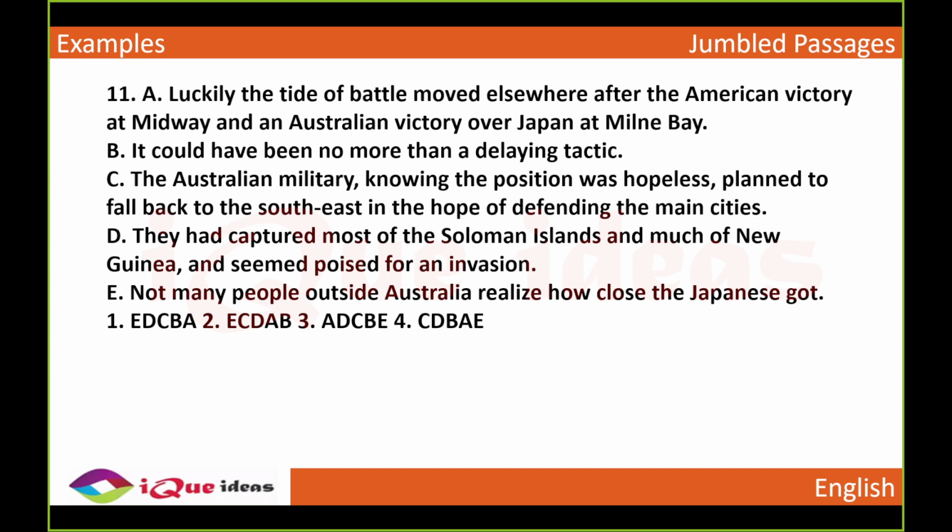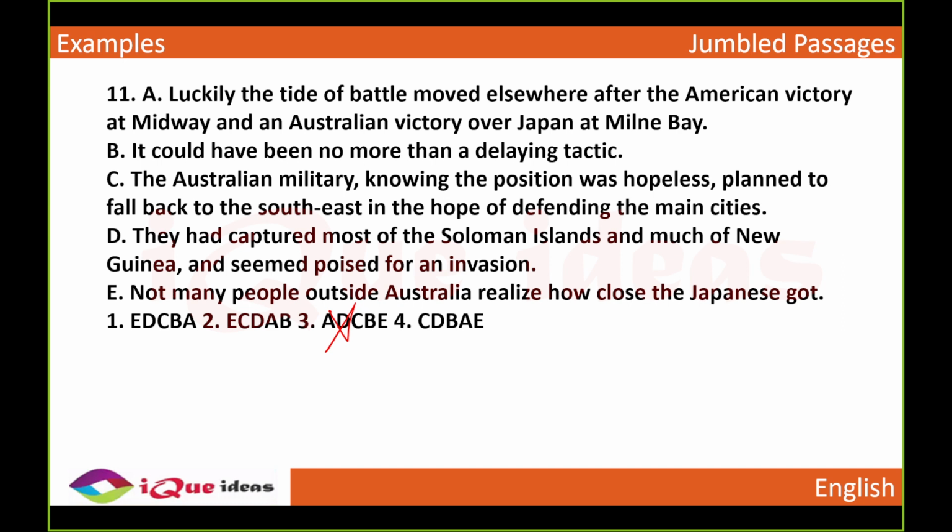Now, I have got three options starting with either A, C and E. B and D can't start. A says, luckily the tide of battle moved elsewhere. The battle moved somewhere else, so if I am saying the tide of battle moved elsewhere, I need a statement about where it was originally. I will say the battle was originally in this place, then it moved elsewhere. So A can't start, and the third option I can reasonably eliminate. B can't start either.